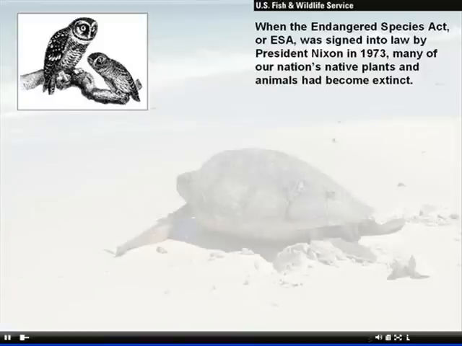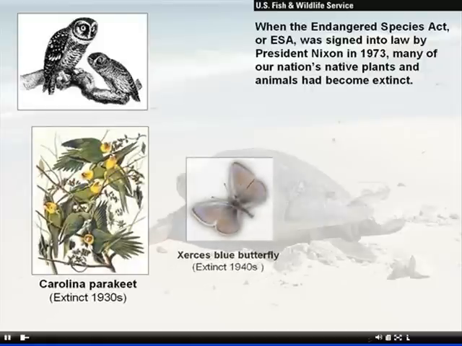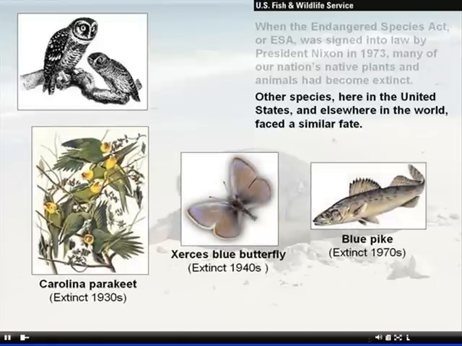The Endangered Species Act, or ESA, was signed into law by President Nixon in 1973. Many of our nation's native plants and animals have become extinct. Other species, here in the United States and elsewhere in the world, faced a similar fate.